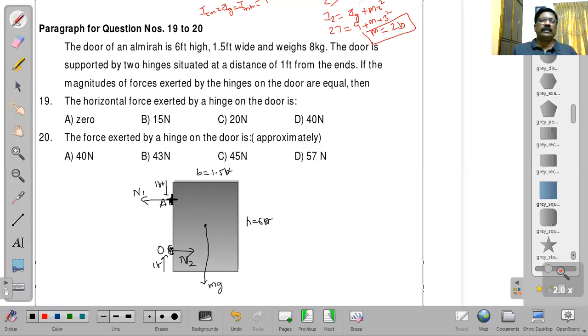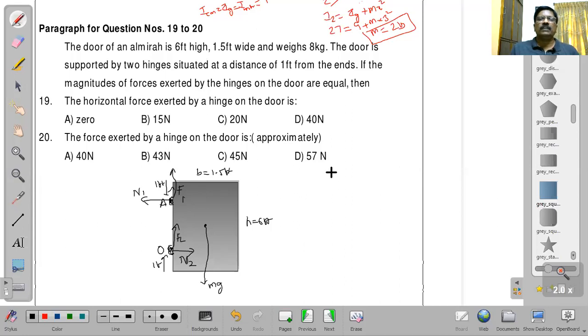Next, at the same time, at the hinge, upward and downward forces act. The upward force acts here, that is F1, along this direction. F2 also acts in this direction, because the weight of the almirah tries to pull the almirah door in the downward direction. At the same time, along the vertically upward direction, F1 and F2 act.